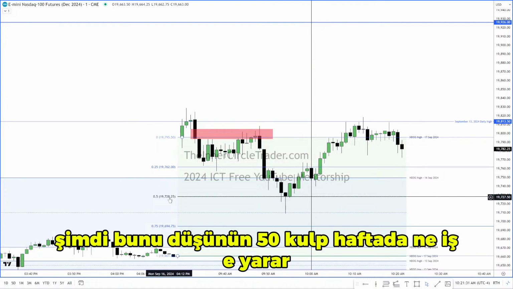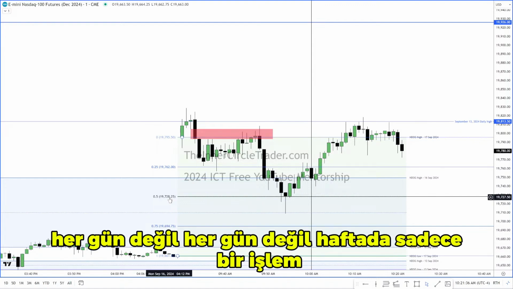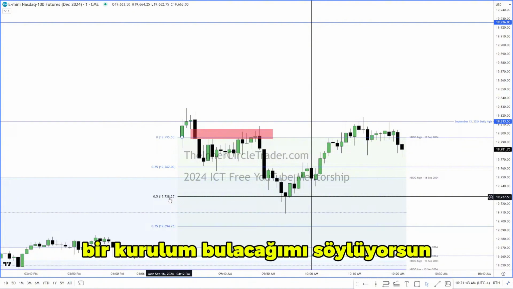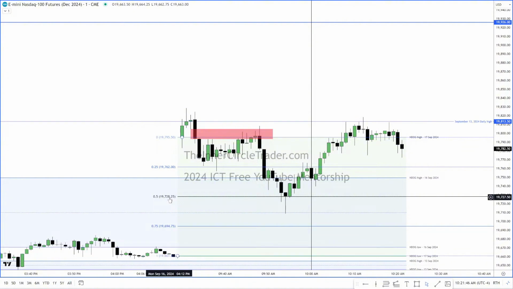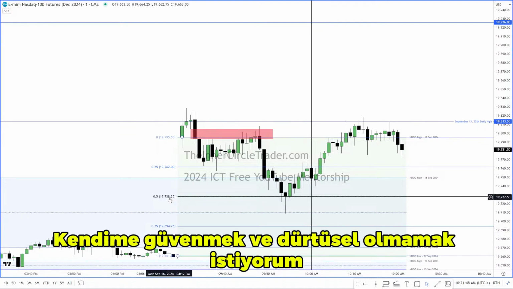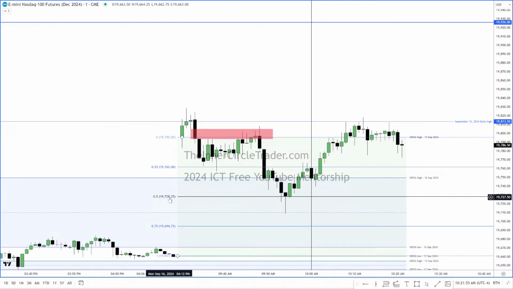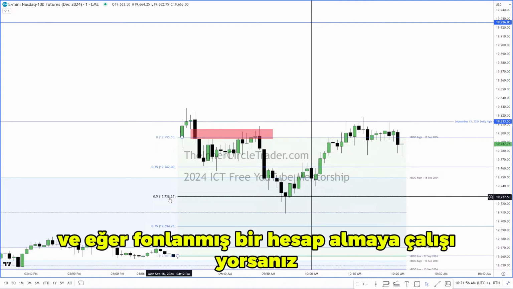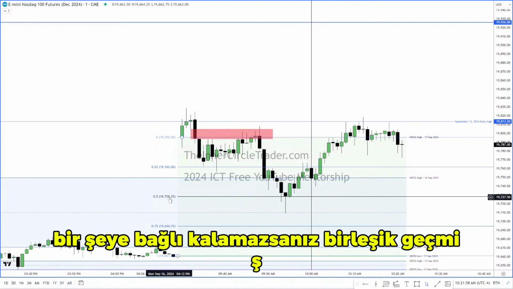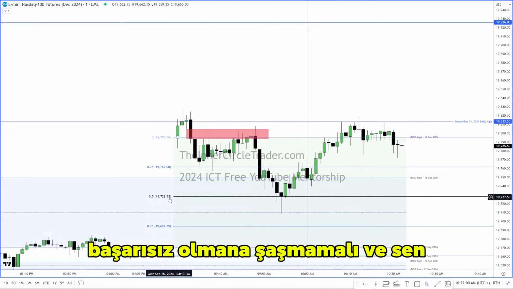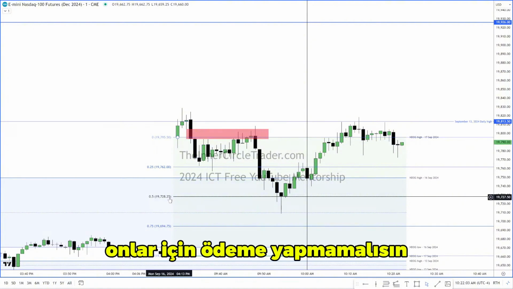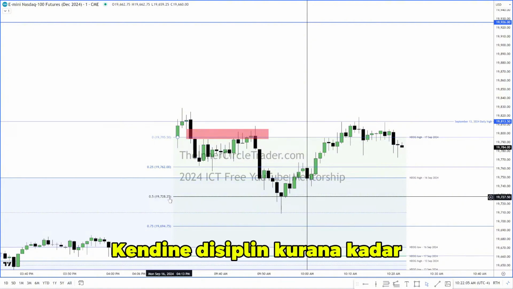Now think about this. What would 50 handles do per week? Not every day. Not every day. Just one trade per week. You say, I'm going to find one setup because I don't know what I'm doing. I want to get consistent. I want to build trust in myself and not be impulsive, but I still want to show progress. And if you're trying to get a funded account combine passed, if you can't stick to something like what I'm outlining here, no wonder you're failing. And you shouldn't be paying for them. Don't buy any more of them until you can build yourself discipline.